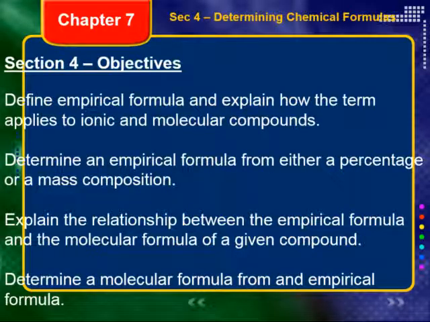Alright, chemistry, this is your video lecture for chapter 7, section 4. We are now going to be determining chemical formulas. Earlier in the chapter, we simply learned how to describe chemicals using their formulas. Now we're going to be able to figure them out based on empirical data.